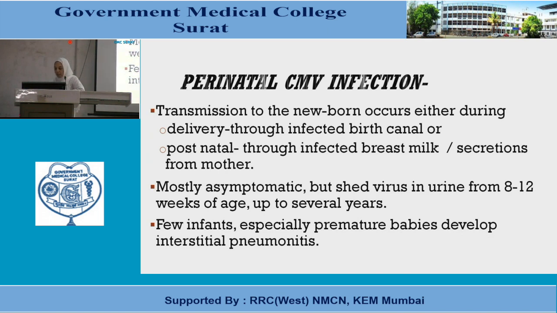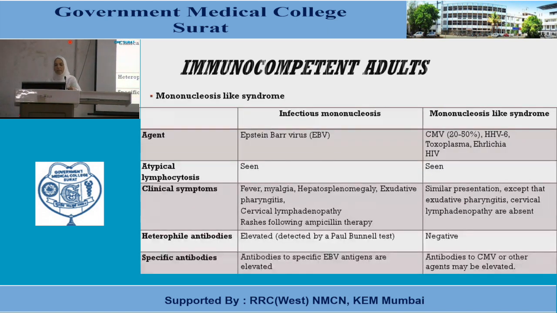Few infants, especially premature babies, do develop interstitial pneumonitis, though it is less common, but it can be seen. Now, in immunocompetent adults, the mononucleosis-like syndrome is to be differentiated from the Epstein-Barr virus infectious mononucleosis. In mononucleosis-like syndrome, CMV accounts for 20 to 50%. It can also be HHV6, Toxoplasma, Ehrlichia, or HIV.